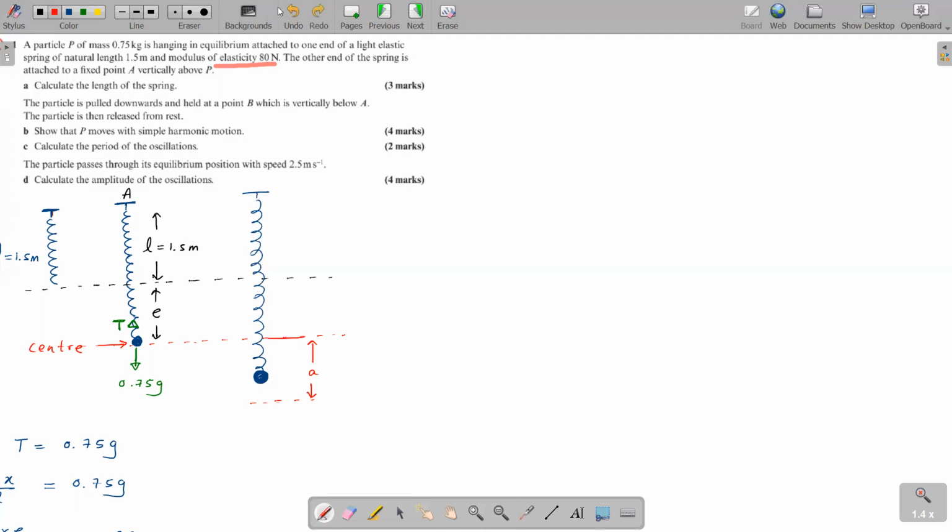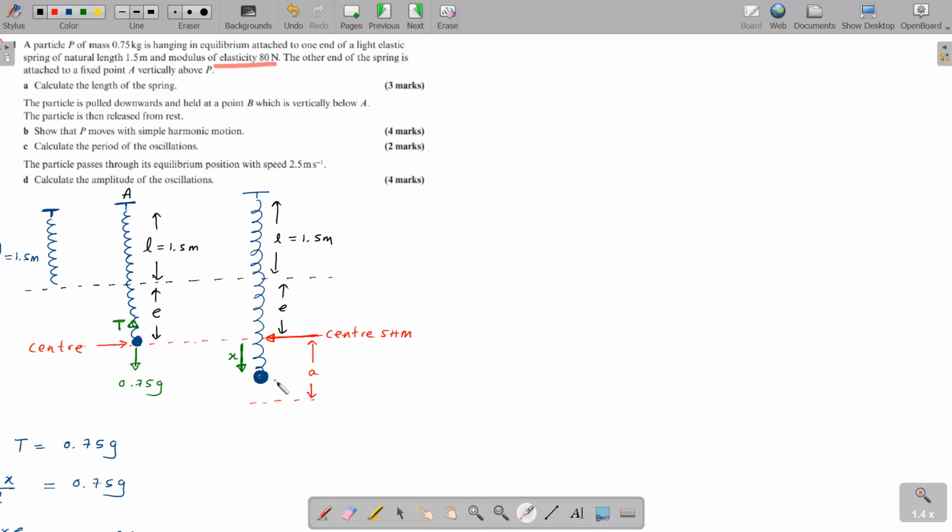Are you with me? Let me mark everything. This over here is the center of the SHM. Whenever you are moving away from the center, you measure X. The displacement in the SHM, you measure it away from the center. Do you agree? This length was the natural length, 1.5 meter. This length was the natural extension, E. So this length is X.